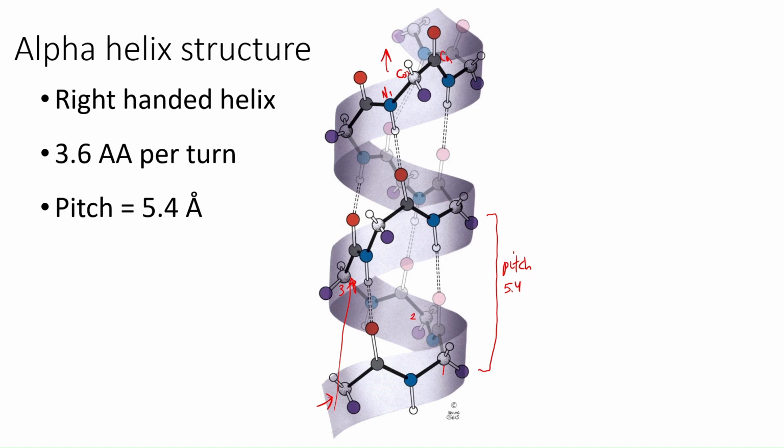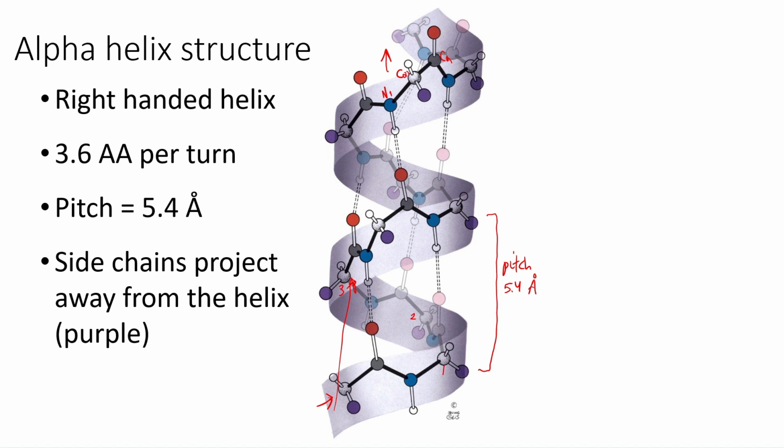5.4 angstroms. And that very specific length and angle for the turn is because of the way that the structure is stabilized. One more feature about the alpha helix that's important to know is also that the side chains are pointing out away from the helix. So in this diagram, the side chains are drawn in purple.